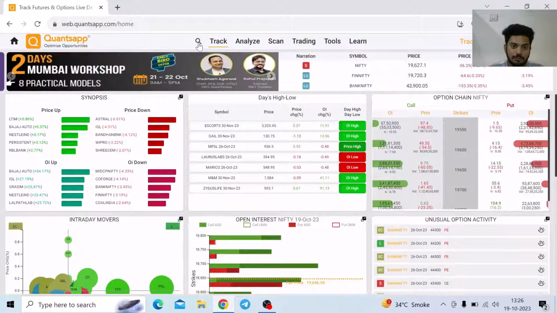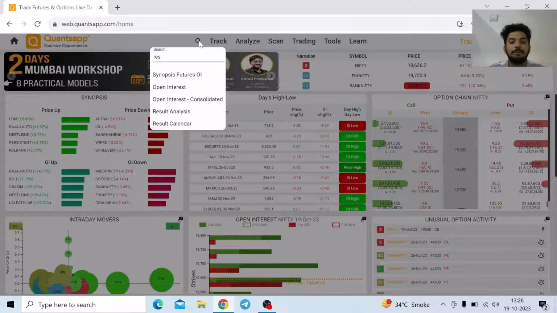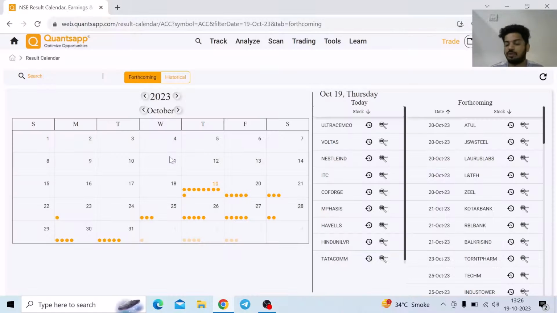One of the most predictable events, or I would say one of the simplest events to trade, is the results, because you know which stock is going to announce results when. If you want the result calendar, just navigate to result calendar from the search panel and you will get to see on what day what FNO instrument is announcing its result. Okay, now how does this help me if I'm trading in options?